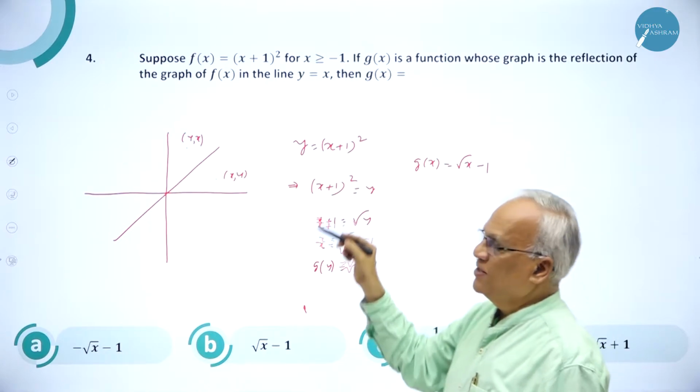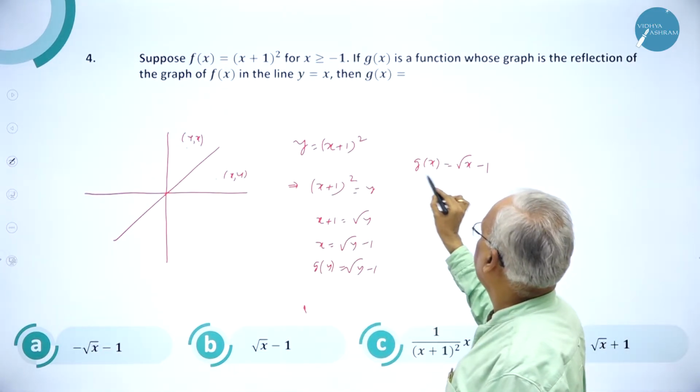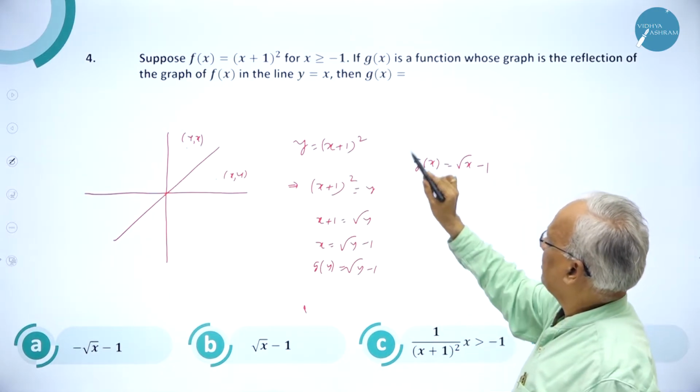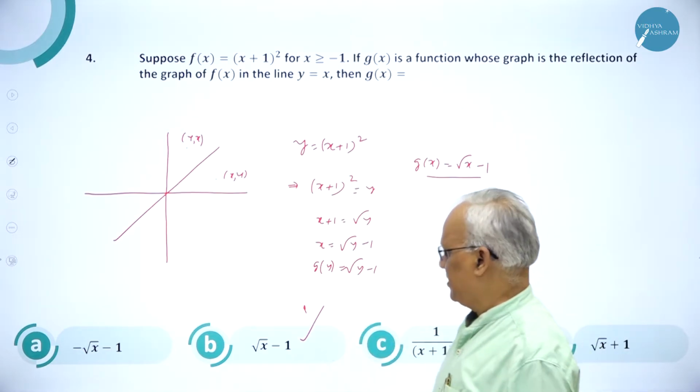That is the meaning of this. Indirectly it is given as an inverse function. Therefore g(x), that is the inverse of that function, is root of x minus 1. So root of x minus 1, answer is B.